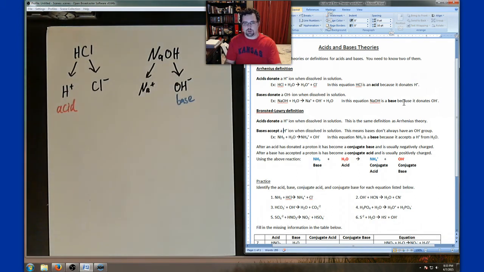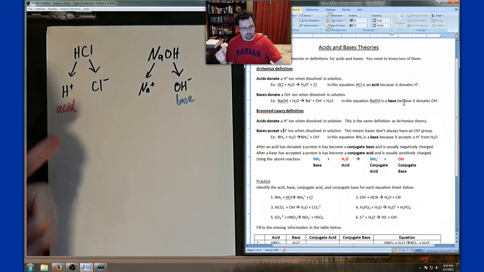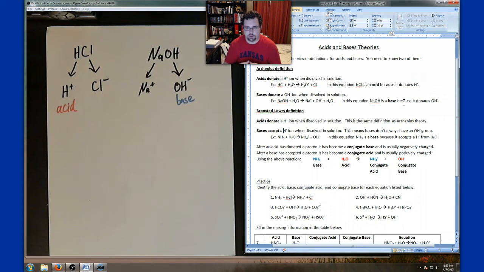Okay, the next definition is the Bronsted-Lowry definition. It's a little different. Now, the acid part is actually exactly the same. An acid is anything that donates an H+ when dissolved in solution, same as the definition in the Arrhenius theory.